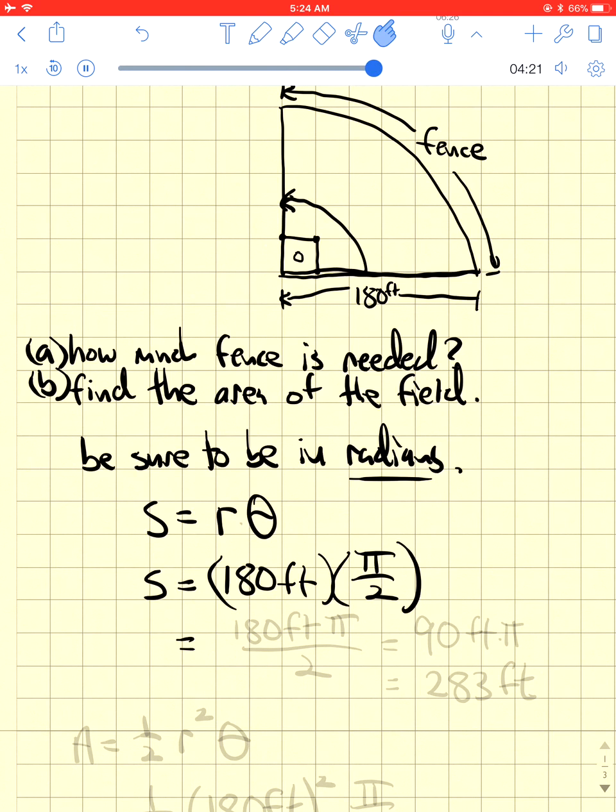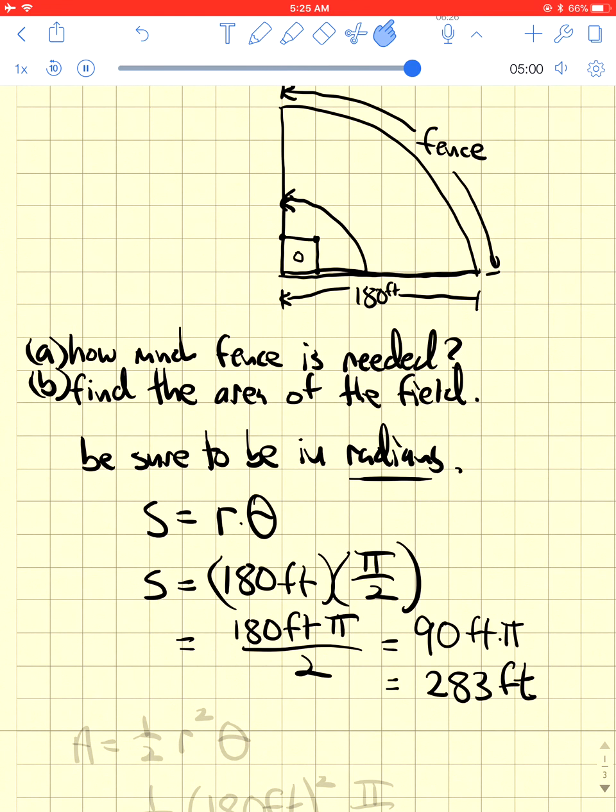So the output is going to be, can you see that it's 180 feet times pi over 2, which simplifies to 90 feet times pi, which is equal to 283 feet. Just one multiplication, really, R times theta, with a little bit of dimensions there.